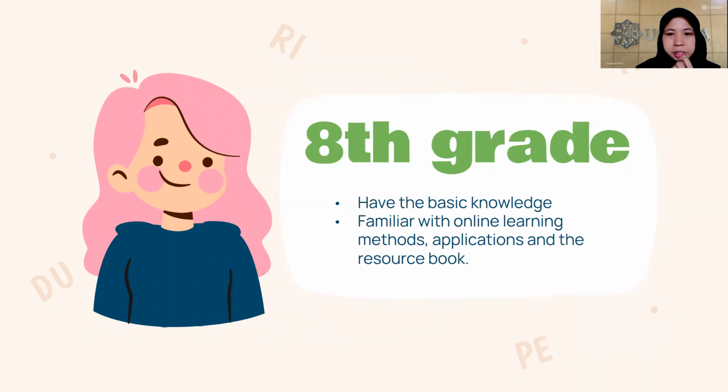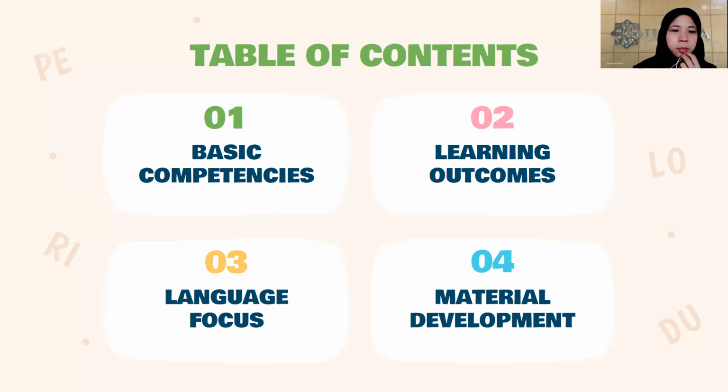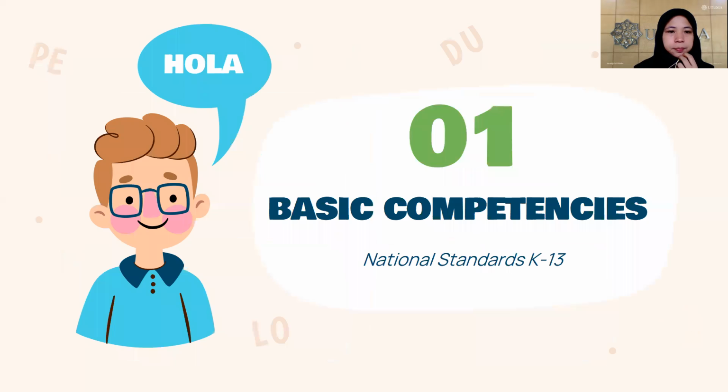The context of the learners is 8th grade students in the second semester. At this level, students are assumed to have basic knowledge of English that has been taught from 7th grade and the first semester of 8th grade. They are also familiar with the online learning methods, applications, and the resource book that is used in this class. And I will talk about the basic competencies, learning outcomes, language focus, and material development.